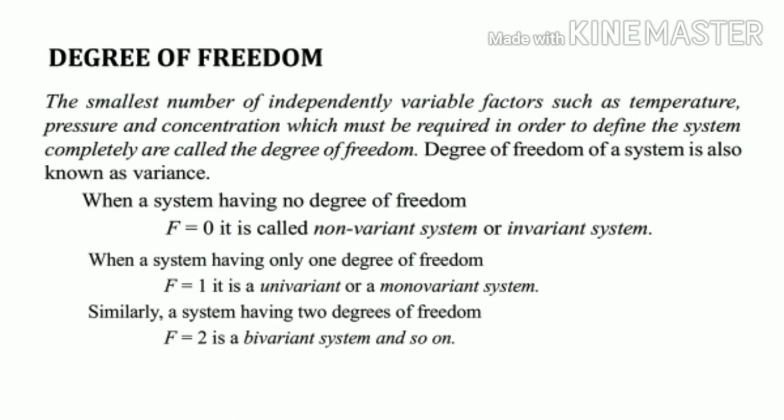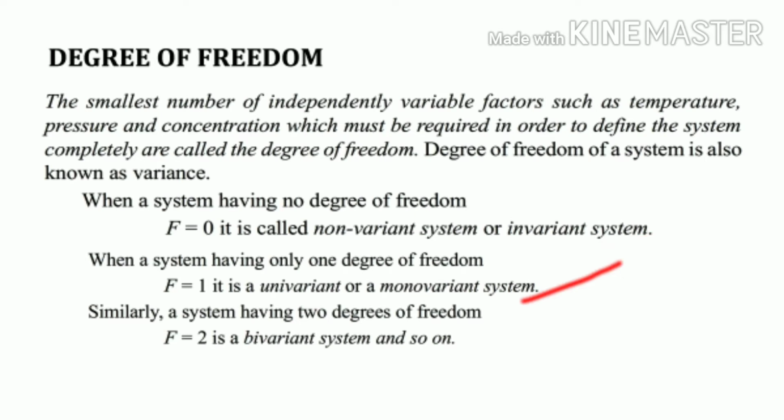Then the next one is the degree of freedom or variance. It is defined as the smallest number of independently variable factors such as temperature, pressure and concentration, which must be specified in order to define the system completely. Degree of freedom of a system is also known as variance. When a system has no degree of freedom, F = 0, where F is the degree of freedom, and it is called a non-variant or invariant system.